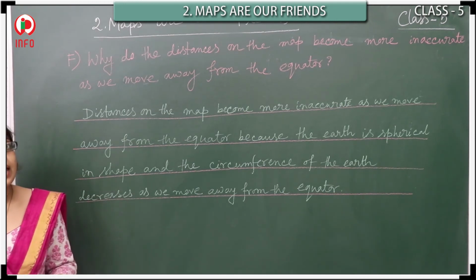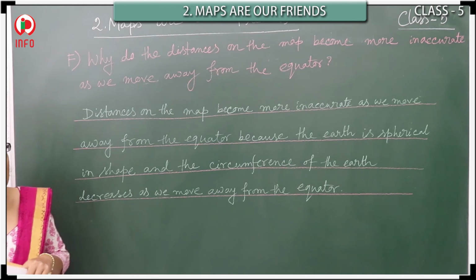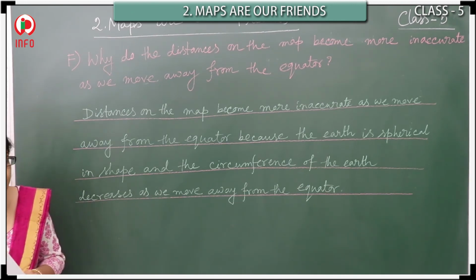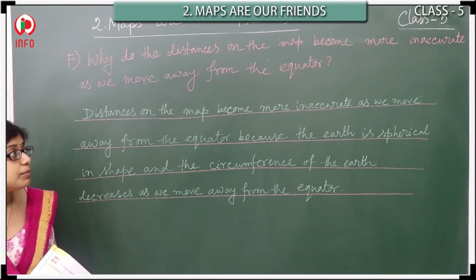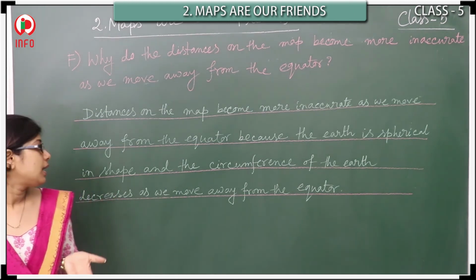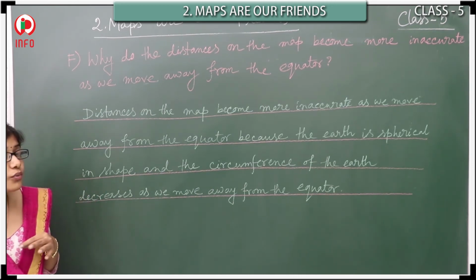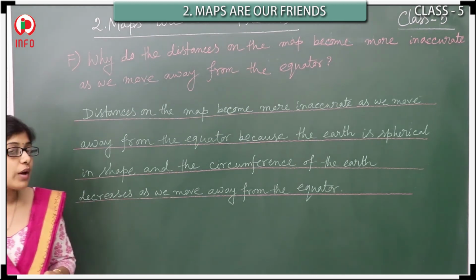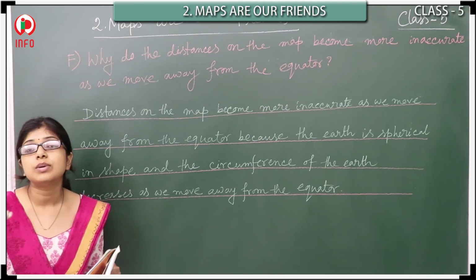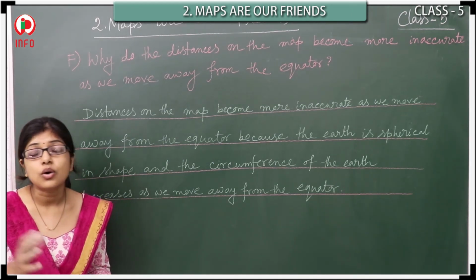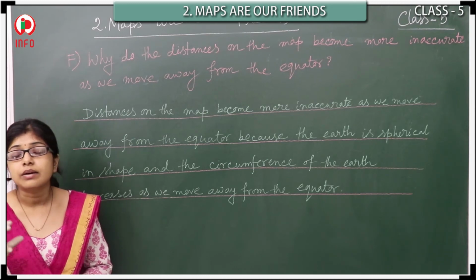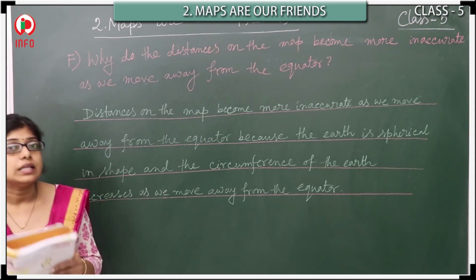Now we will discuss the F bit. Why do the distances on the map become more inaccurate as we move away from the equator? Do you know the reason? Actually, the distances on the map become more inaccurate as we move away from the equator because the earth is spherical. All of you know that? And the circumference of the earth decreases as we move away from the equator. That is the main reason. You know that the distance between two longitudes is also not remaining the same. They are not parallel to each other. Whenever you go towards the pole, they meet at a single point. So that's why this is happening.